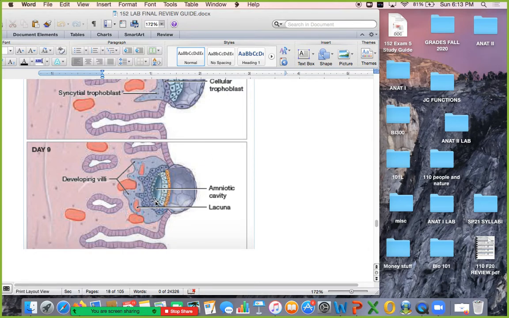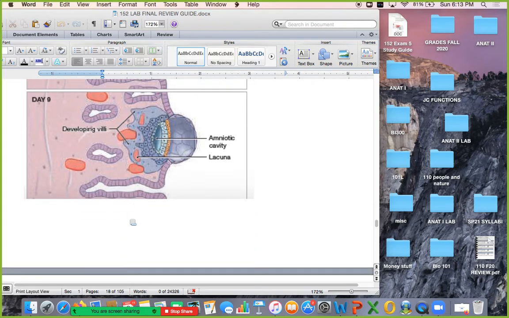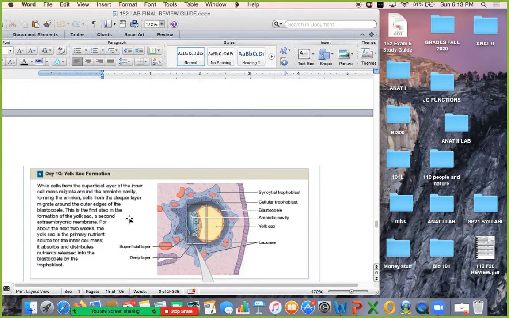This is now becoming the amniotic cavity, and these are called lacuna, or large spaces. We've seen them before when we were looking in the bone, right? And these spaces are going to eventually be able to be filled with maternal blood. So that's going to be the early precursor to the placental layer.